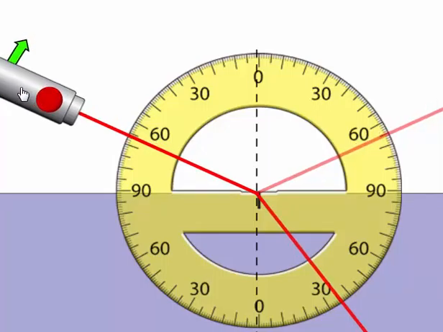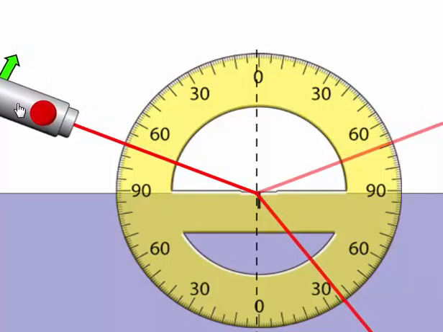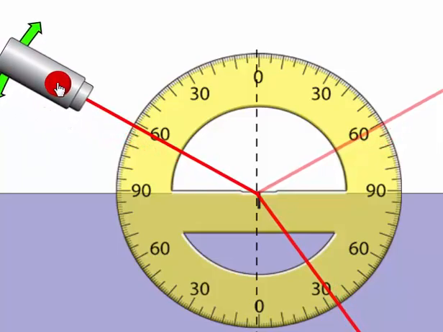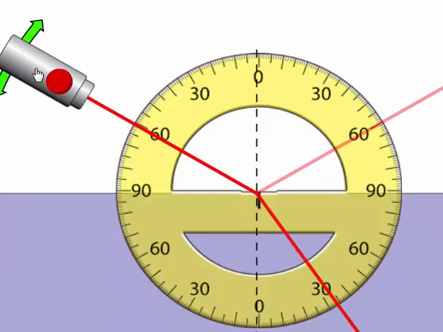I'm going to now set the first trial. All right, now this is the first trial. Measure the angle of incidence and the angle of refraction now. All right, I'm going to go to the next trial. Measure the angle of incidence. There you go. Measure the angle of incidence, this angle, and the angle of refraction here.